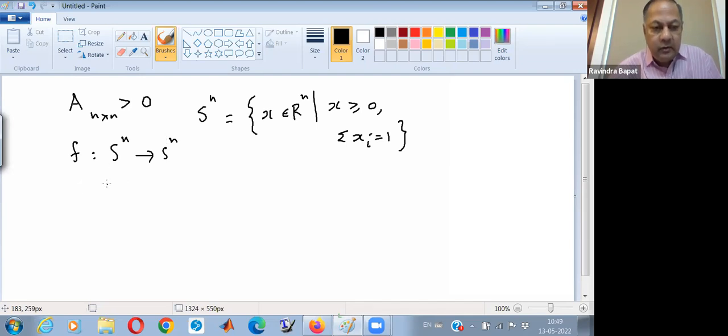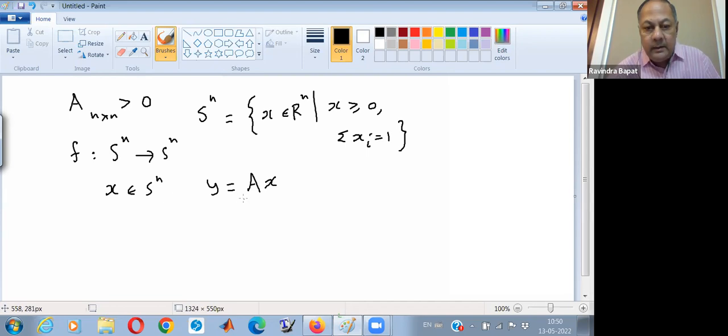What is the function? The function is very easy. You take a vector x in S_n, then go to y equal to Ax. Obviously, y cannot be the null vector, because x is at least non-negative. x may have zeros, but A is positive, so Ax is definitely not the zero vector. But y may not be a probability vector. The components may not add up to 1.